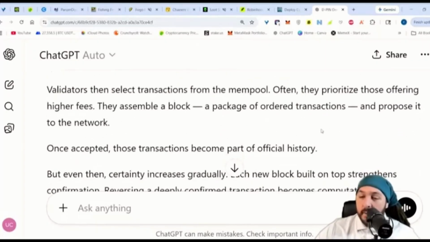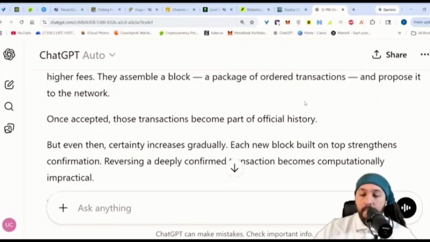Validators then select transactions from the mempool. Here's where your MEV attacks come in. Often, they prioritize those offering higher fees, pay to play. They assemble a block, a package of ordered transactions and propose it to the network. Once accepted, those transactions become part of official history.